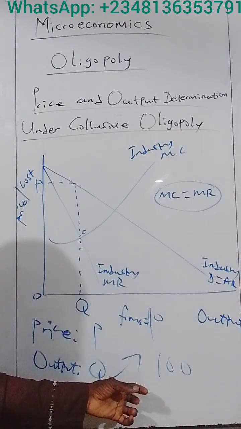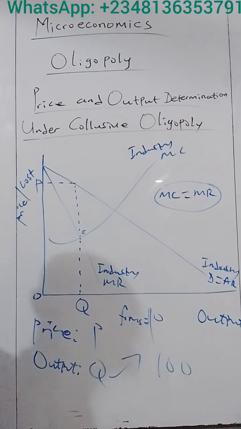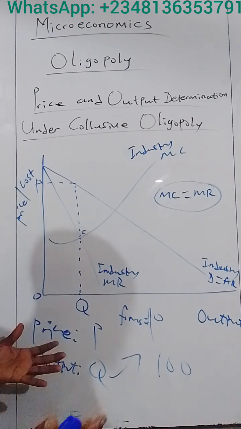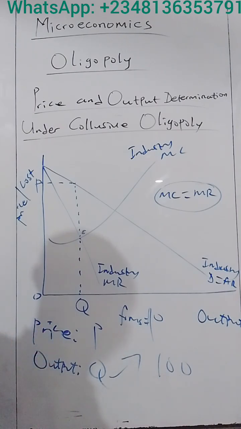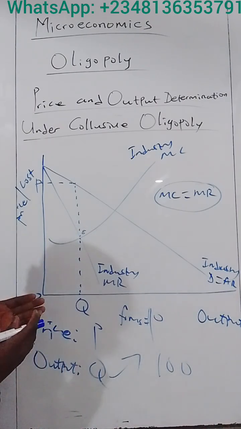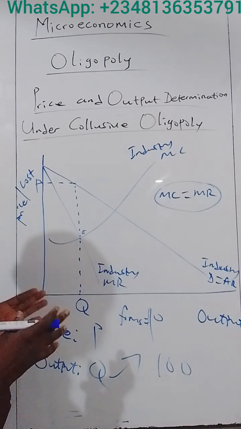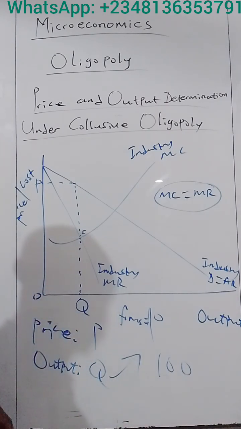Another way of sharing the output can be on a quota basis, where some firms get a higher quota than other firms. What matters is that they supply jointly to the market, they agree on the quantity they are going to supply, and they share the quantity among themselves. So this is how the price and output are determined under collusive oligopoly.